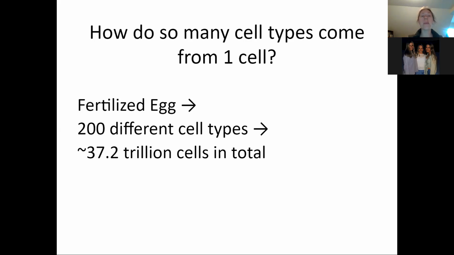So how does that happen? Well, we know that we can make new cells through mitosis. So that fertilized egg is going to go through mitosis and go from 1 to 2 and 2 to 4 and 4 to 8 and so on and so forth. But how do they become specialized? How do we get these different types of cells?